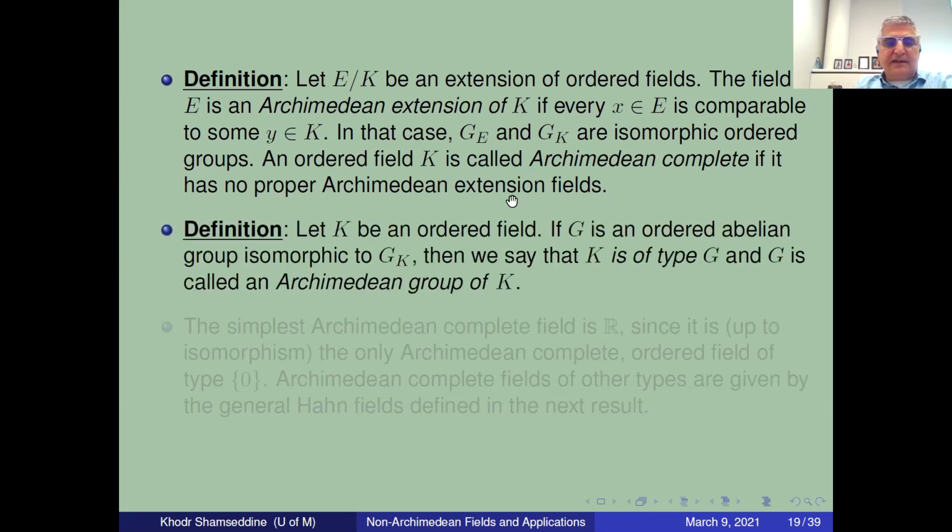And here's a definition. Given an ordered field K, if G is an ordered abelian group that is isomorphic to G_K, recall G_K is the set of Archimedean classes, or equivalence classes under the relation comparable, then we say that K is of type G, or G is called the Archimedean group of K.